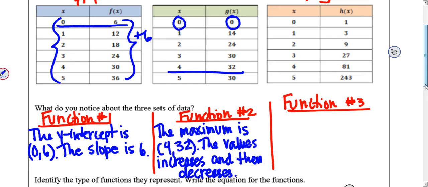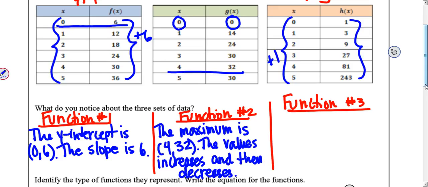Number 3. So if we take a look at number 3, again, we see our x values are increasing by 1. So we have that with all 3 functions. My y values, my h of x, here I go from 1 to 3, 3 to 9, 9 to 27, 27 to 81. Well, with all that work that we did with our exponential functions, I have an idea of what we have going on here. And so to get to each next y value, I'm multiplying by 3.